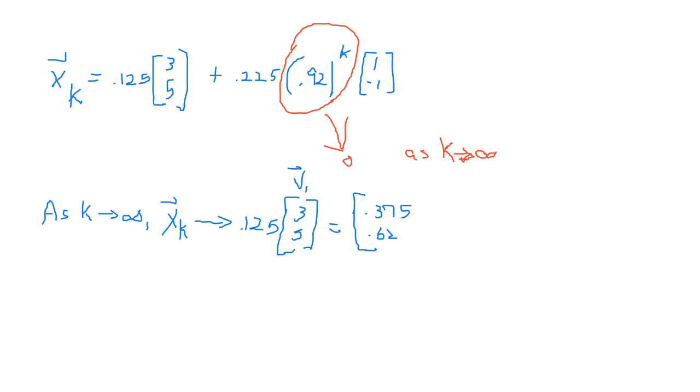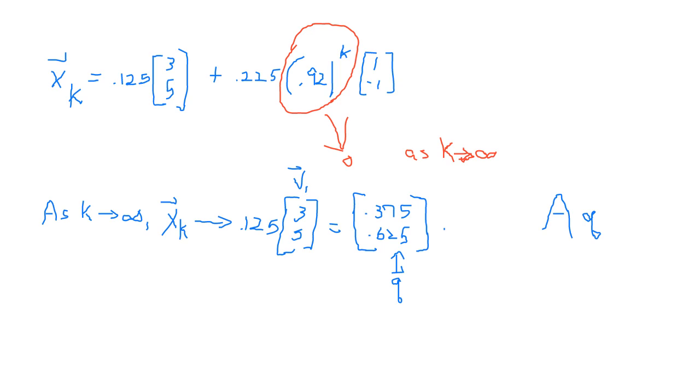So what you've seen here then is that eventually 37.5% of people will live in the city and 62.5% of people will live in the suburbs, which is the same result as we got with section 4.9. In 4.9, we solved this equation to get the steady state vector. This is the steady state vector Q that we had in section 4.9.